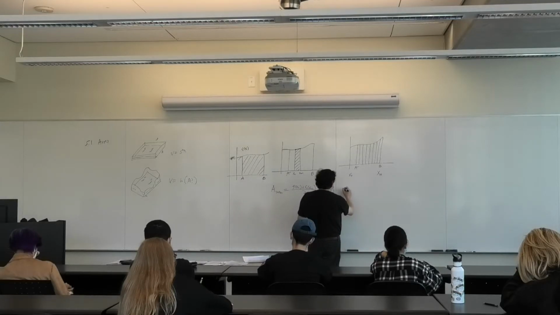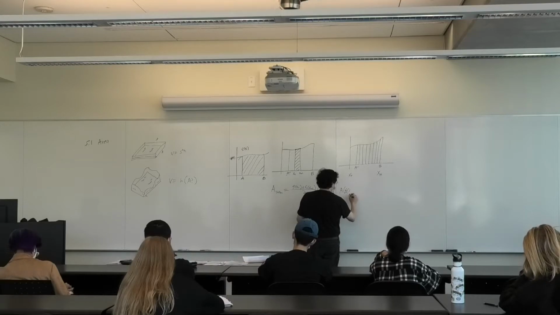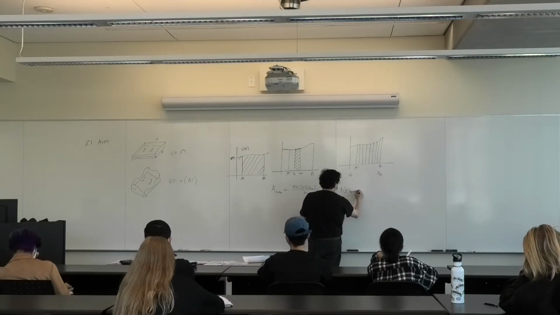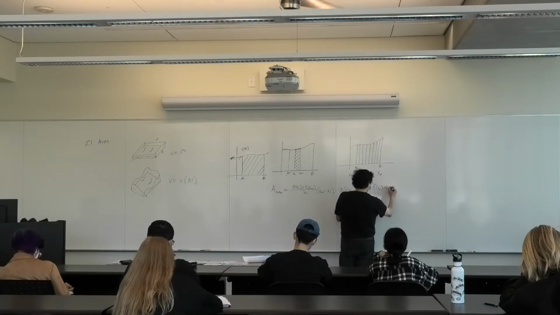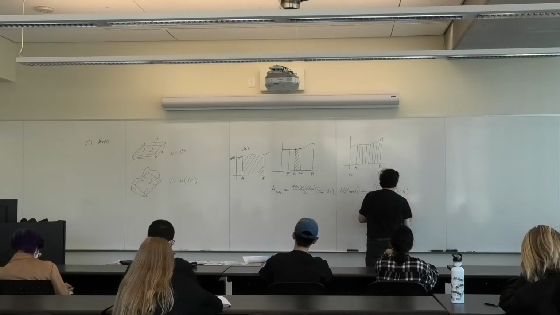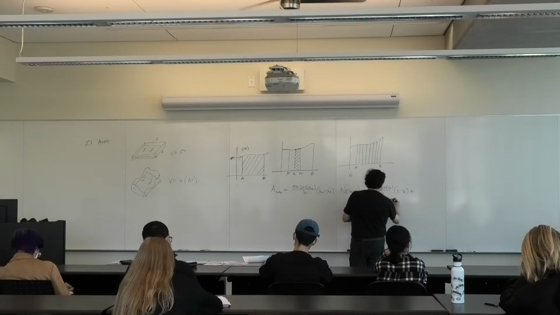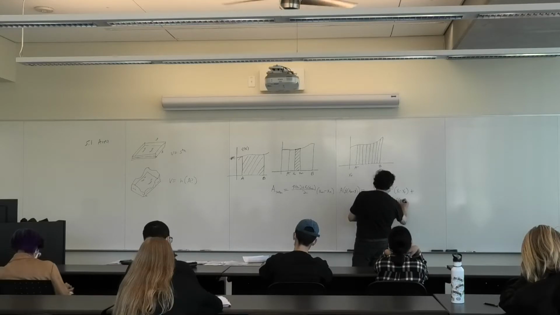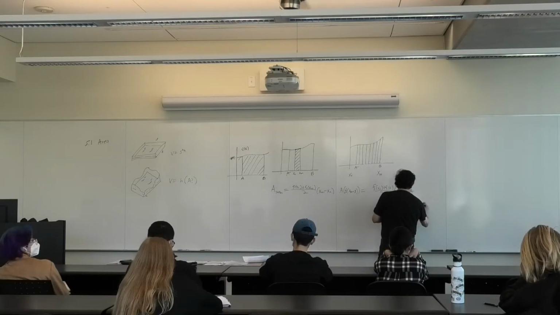So our area of F between, I guess I shouldn't have used A, should I? A and B is what? Well, the first trapezoid is F of x0 plus F of x1 over 2 times x1 minus x0. And our next trapezoid is F of x1 plus F of x2 over 2 times x2 minus x1.